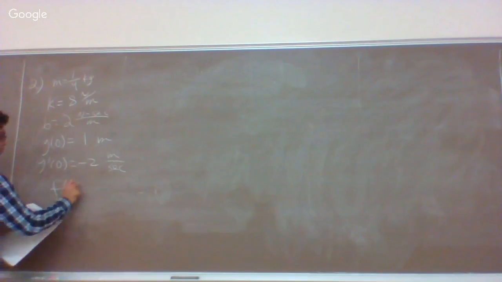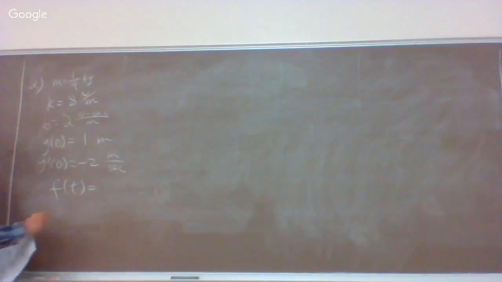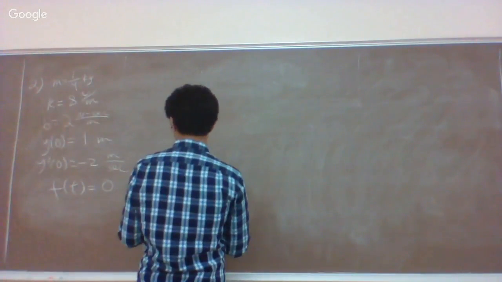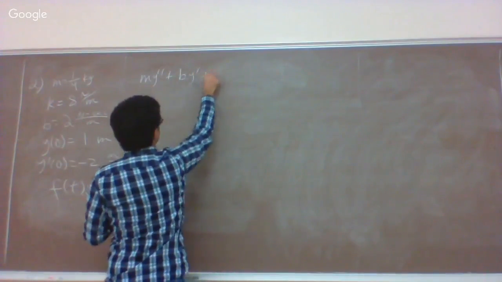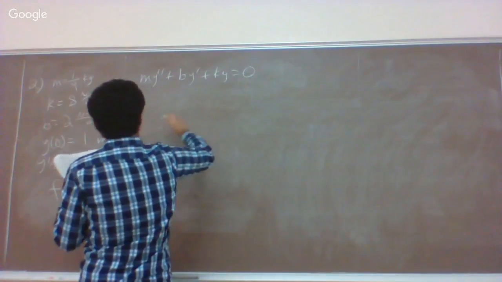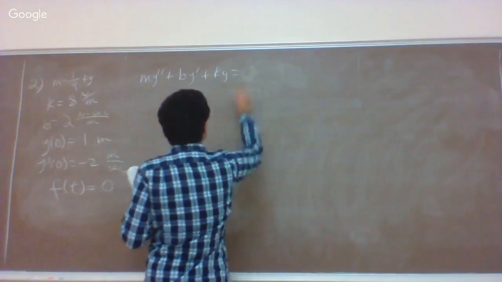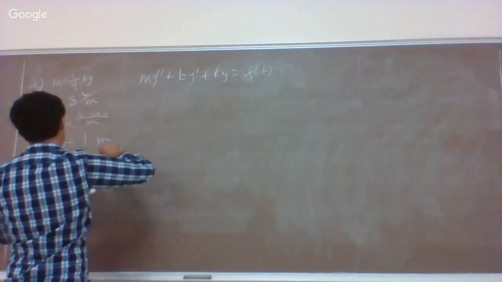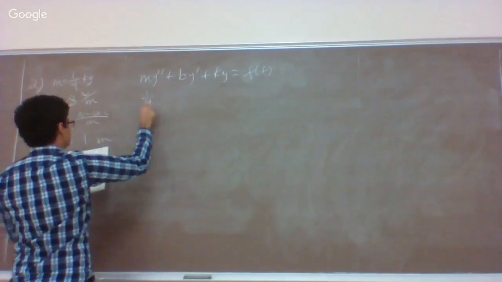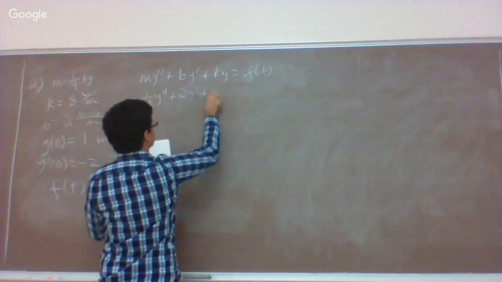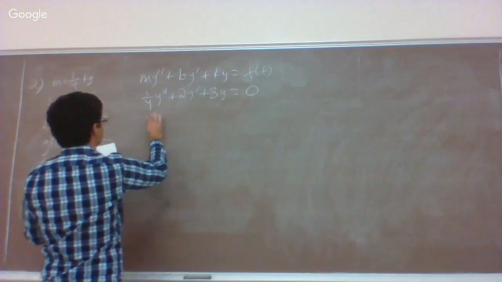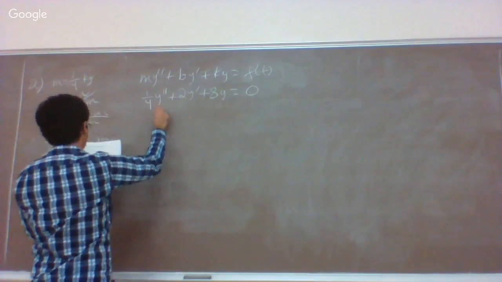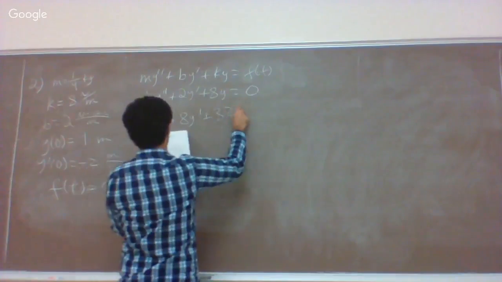Determine the equation of motion. What is my f of t? There's no constant force being applied to it. So the formula is my double prime plus b y prime plus k y equal to f of t, which is equal to 0. So mass is 1/4 y double prime plus 2y prime plus 8y equal to 0. I multiply 4 across to get rid of the fraction in front of y double prime, to get y double prime plus 8y prime plus 32y equal to 0.